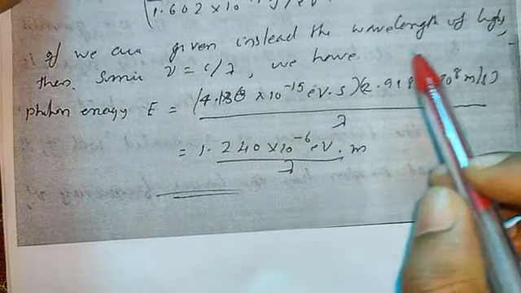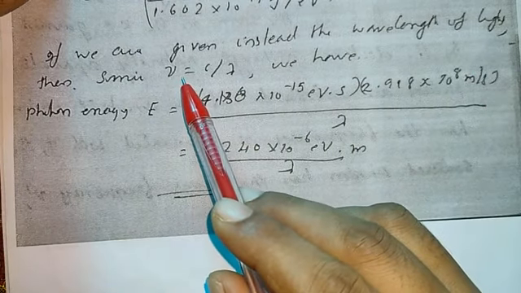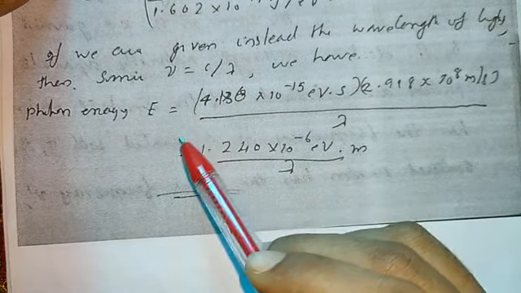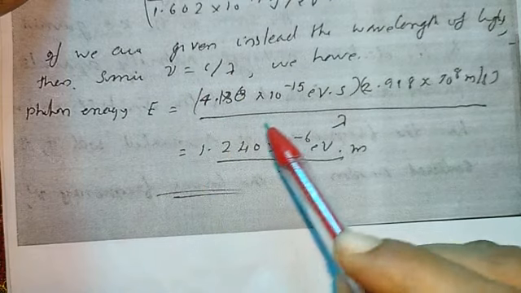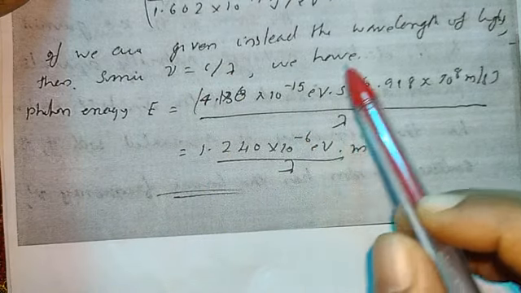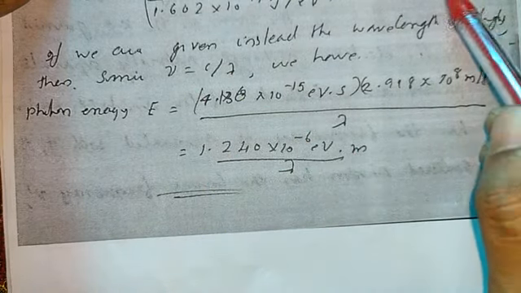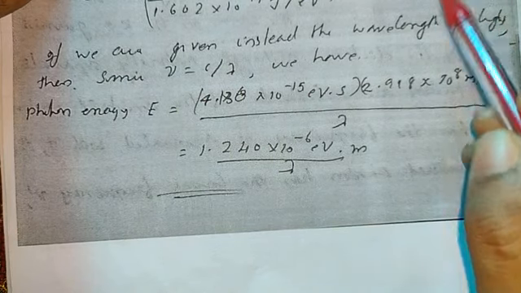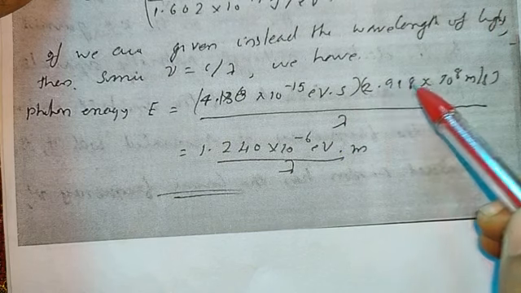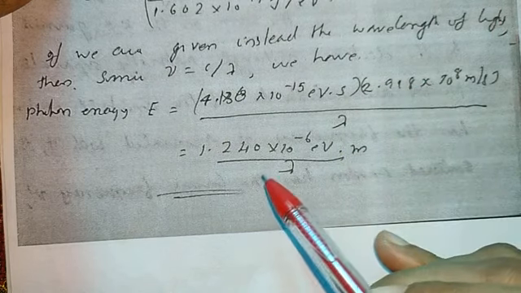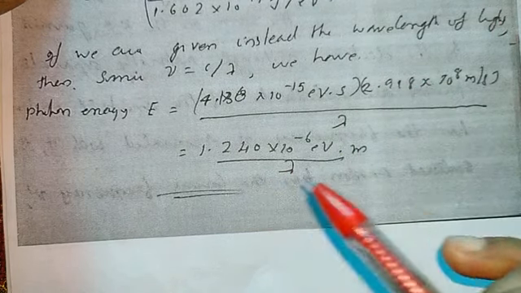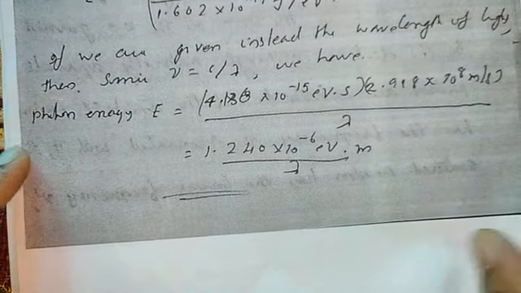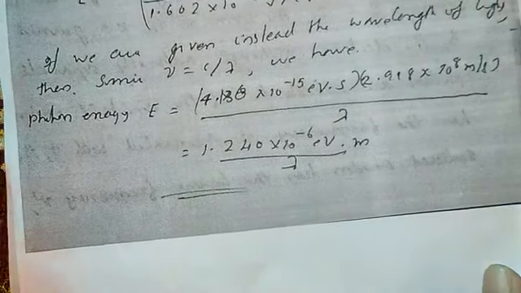If we are instead given the wavelength of light, since nu is equal to c by lambda, we can express the energy in electron volts in terms of wavelength as h times c by lambda. So this is the energy in terms of wavelength. So this is about the photoelectric effect.